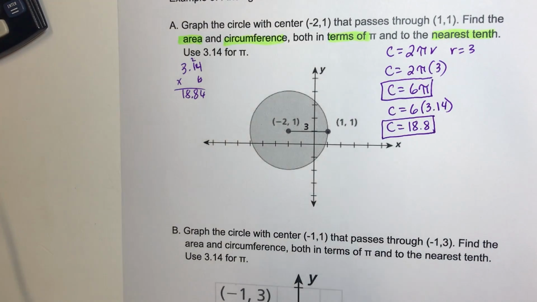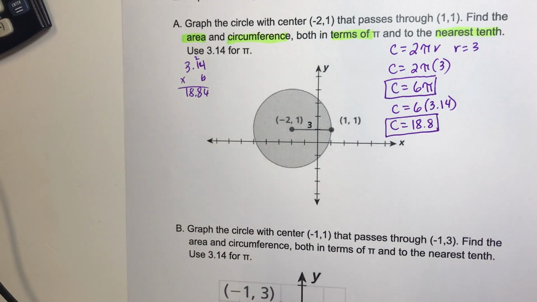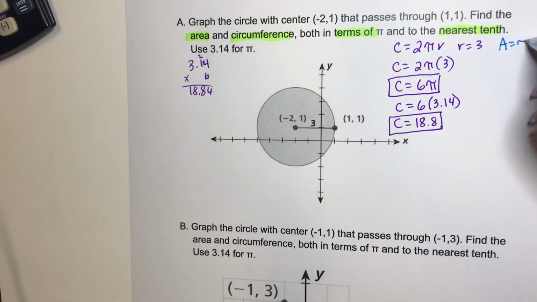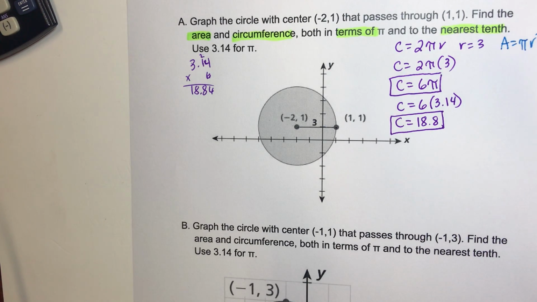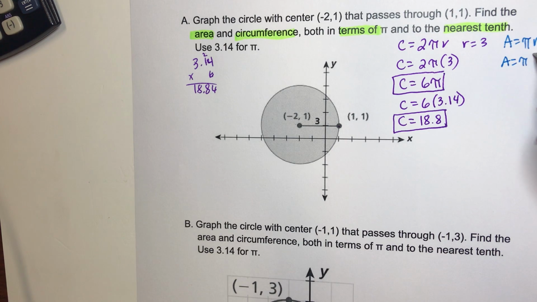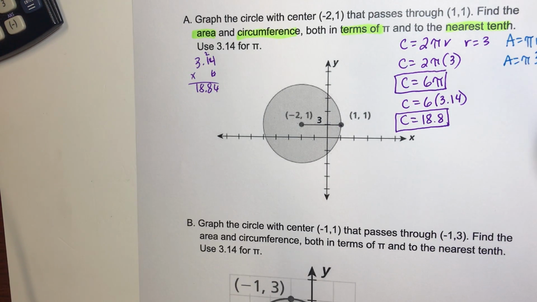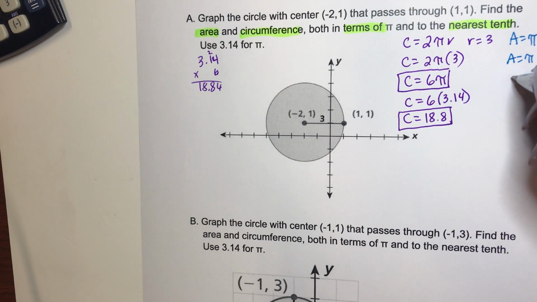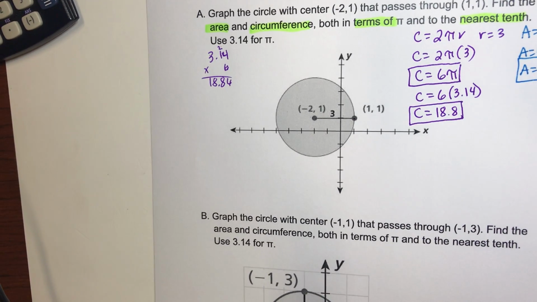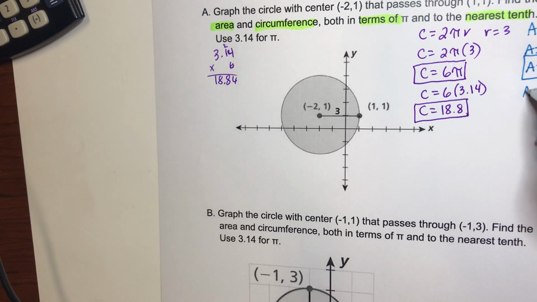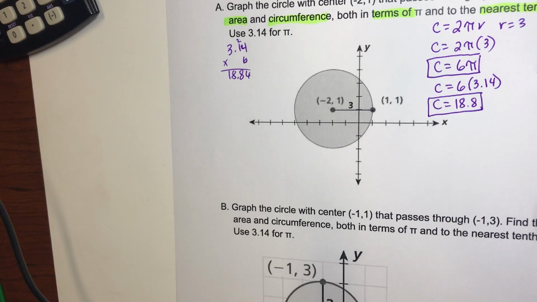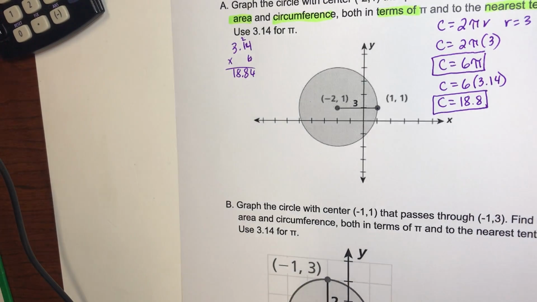Now we're going to move on to the area. Okay, so we know the area equals pi r squared, and the radius is 3, right? So we just substitute it in there. And 3 squared is the same thing as 3 times 3, which is 9. So we have 9 pi. That is in terms of pi. And then we just need to determine what it is to the nearest tenth. So we are going to substitute 3.14 in for pi.